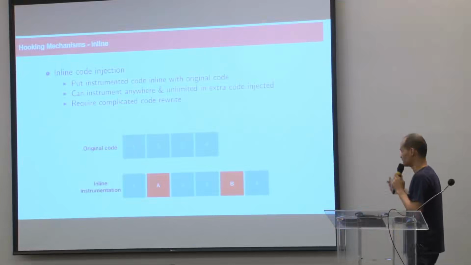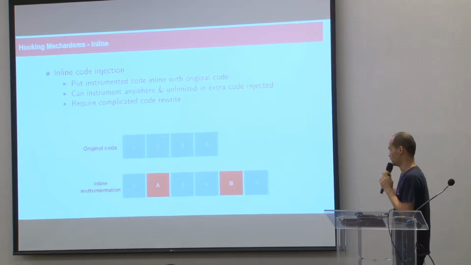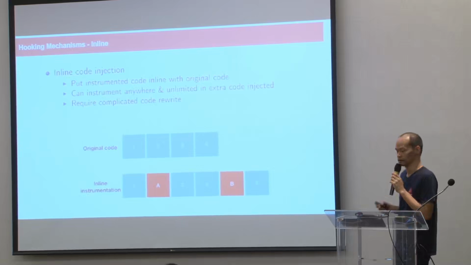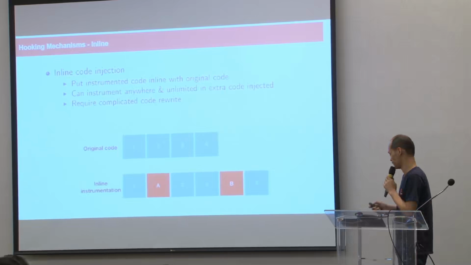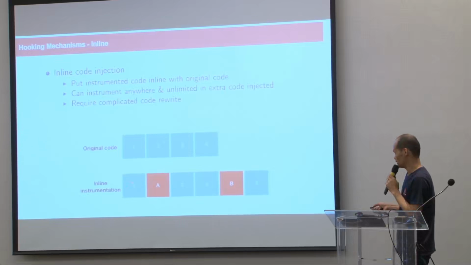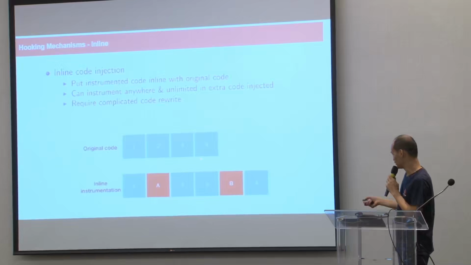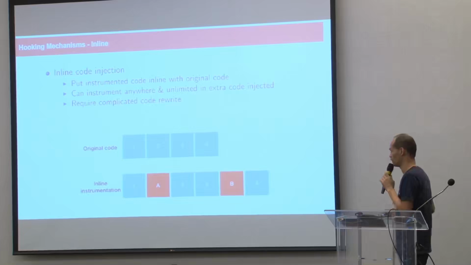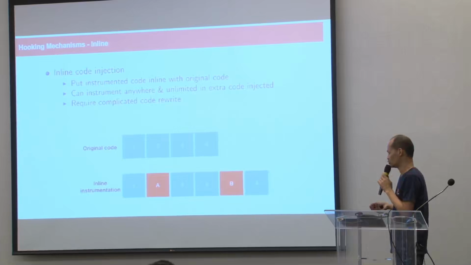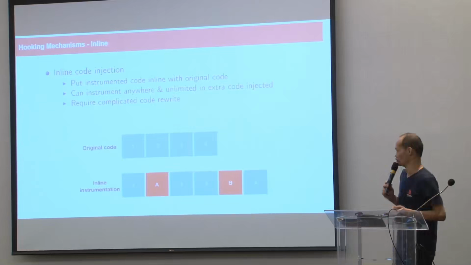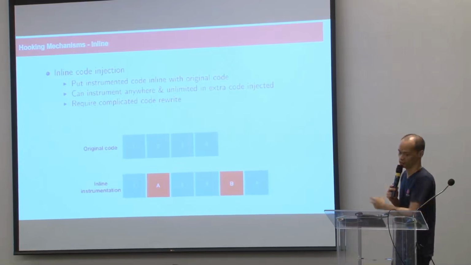So this inline hooking allows you to instrument anywhere. There's no limitation. However, you can see that 1 is still at the same place, right? But 2, we need to move it. It's not at the original place anymore because it needs to be after A now, right? And the same thing, 3 is moved, 4 is moved. So all the code behind the instrumentation code is moved. And you see that this inline instrumentation is actually very complicated because we need to rewrite all the code after instrumentation.